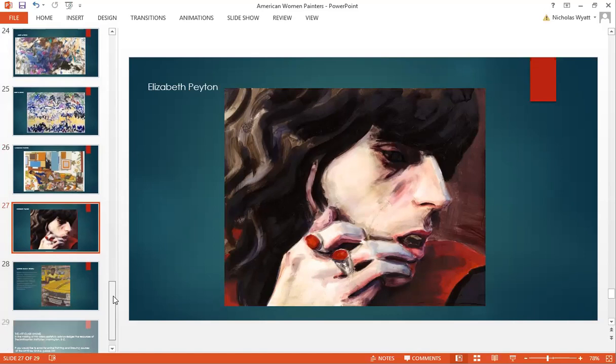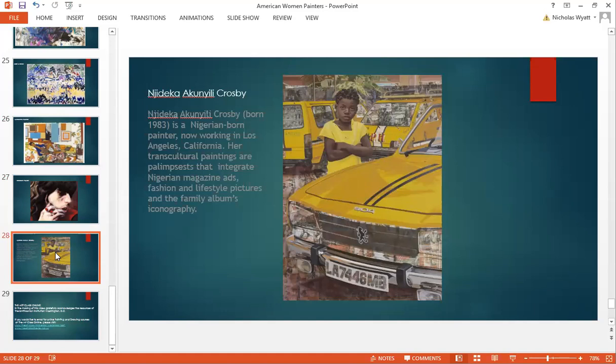But an artist I want to finish with is Njideka Akunyili Crosby, an amazing black female artist who was born in Nigeria, now works in Los Angeles, and produces these palimpsests, these texts of both Nigerian popular magazine and newspaper culture, which if you could look at the painting closely, you'd see inscribed in the surface of the paint, the painting here, painted quite thinly. And then she overlays those references to her Nigerian culture with American images of yellow cabs.